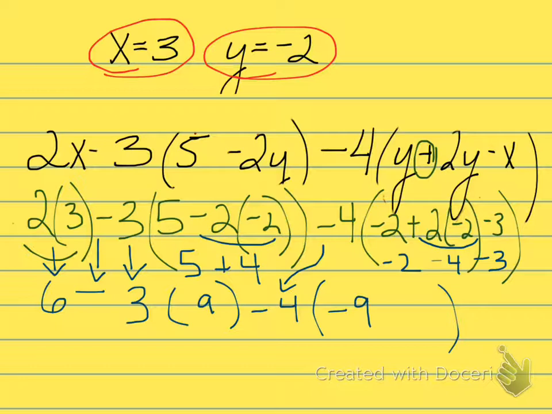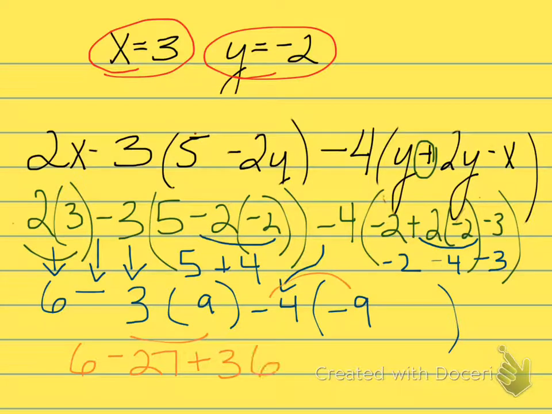I've got to move quickly because I've got to be done with my video. I've got a 3 times 9, 27. It was a negative 3 times 9, so it's a negative 27. Bring that 6 down. And then here I have a negative 4 times a negative 9 is a negative, no, it's a positive. Negative times negative is positive. 4 times 9 is 36.